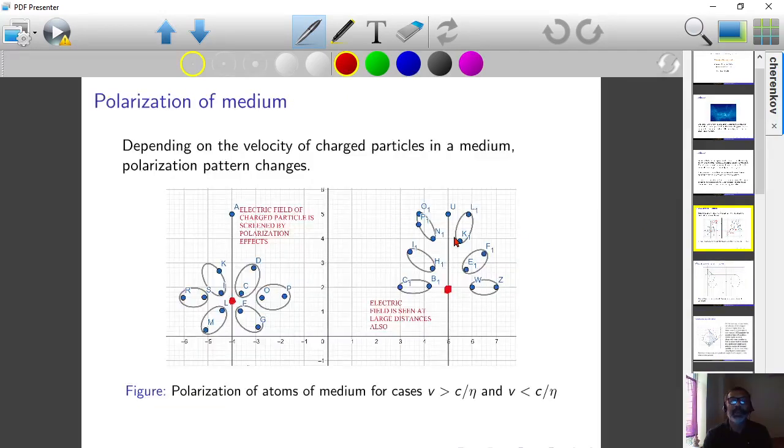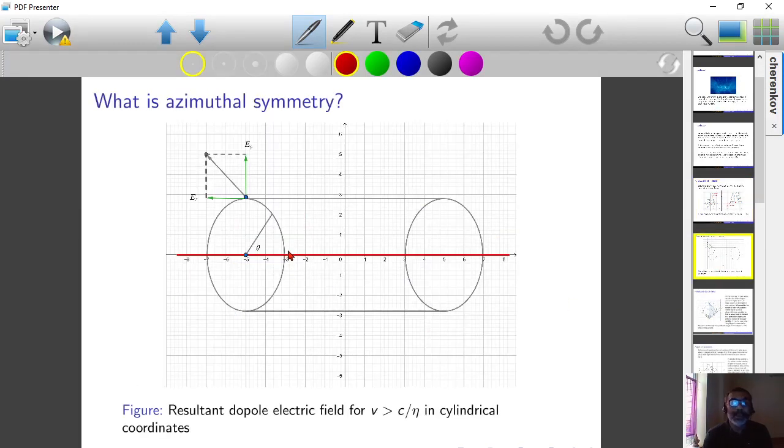If we look at this picture, the polarization is the same if we go by the azimuthal angle, but the polarization is different when we go along this axis. That means the polarization pattern is different in front and in the back side of the charged particle. And in this case, there is an electric field seen at large distances.